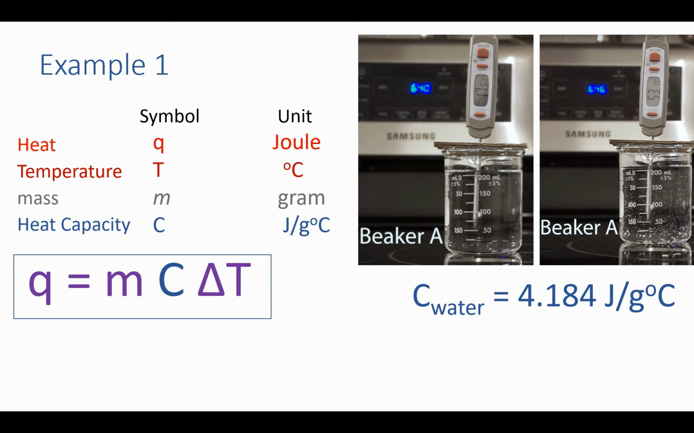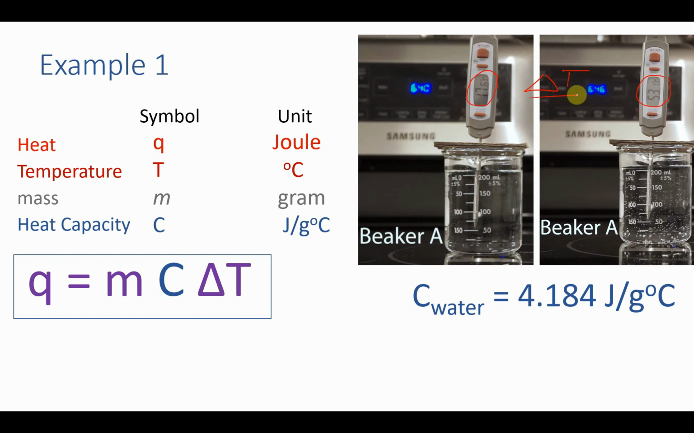All right, so let's do an example together. Let's look at beaker A. In beaker A, I notice my picture on the left is not as good as my picture on the right. But in beaker A, we heated up the water, and I want to know how much heat it took to get the temperature to go from 17.6 degrees to 53.1 degrees. That was a change in temperature.